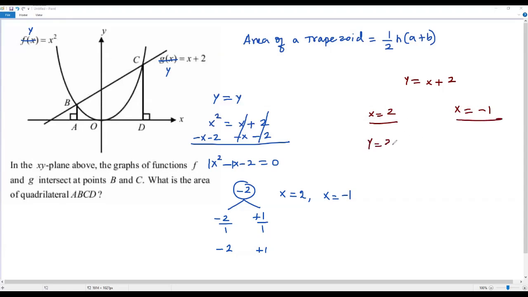Then we get y equals 2 plus 2. When I plug in x equals 2 over here, then we get y equals 4. And now I have to plug in negative 1 for x over here. Then I'm getting negative 1 plus 2. So y equals negative 1 plus 2, which is just 1.